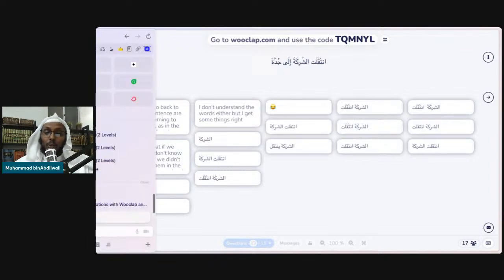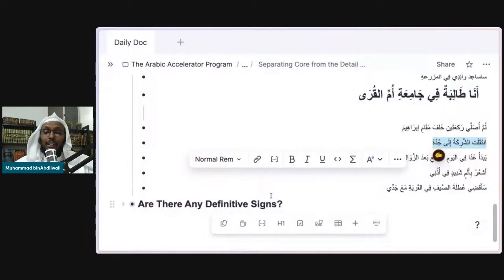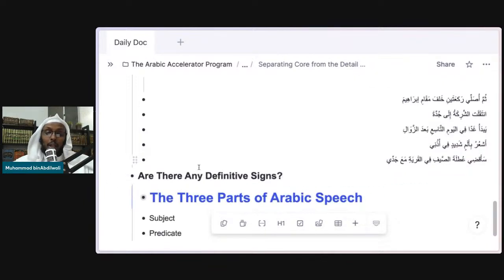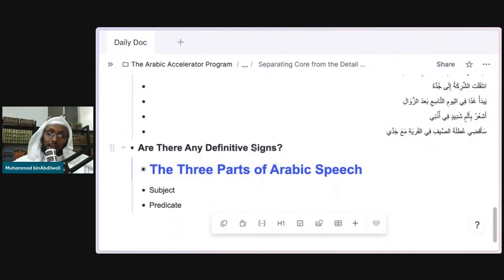Okay, that's when I said to you, are there definitive signs? This is to help you if you don't even know the words. So let's answer that question now. Maybe now the time is right. The answer is yes, there are definitive signs.